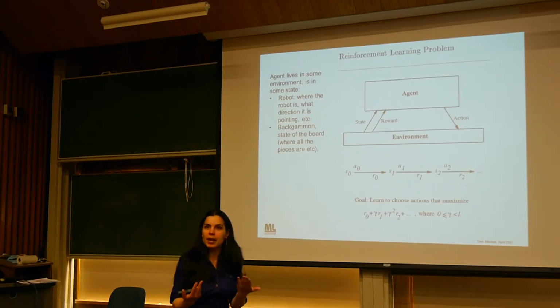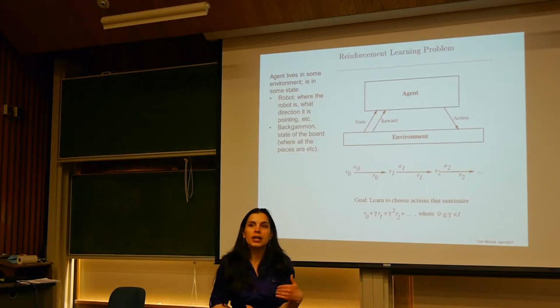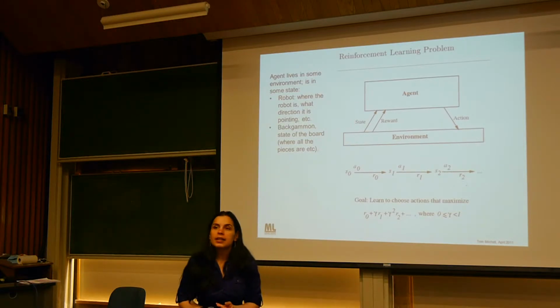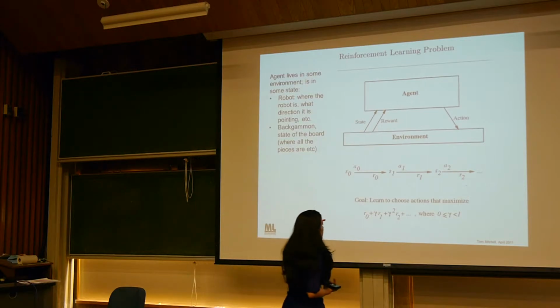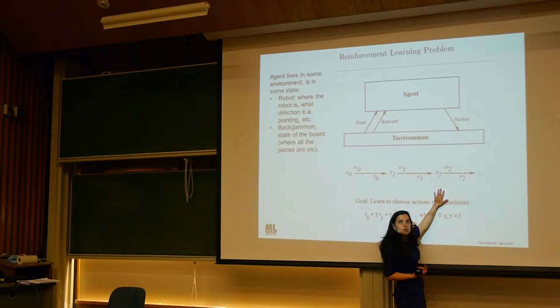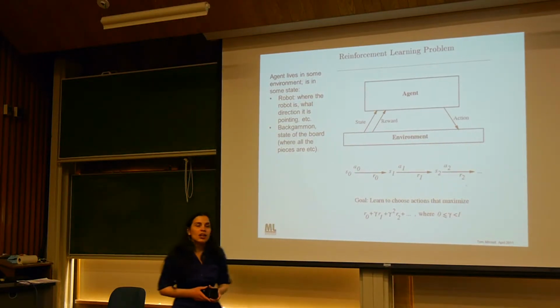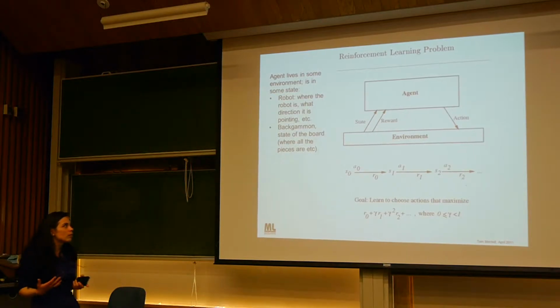potentially in a probabilistic manner. Because when it takes an action, the next state could be a probabilistic function of the current state and the current action. So again, our robot is in state S1, did an action A1, got reward R1, entered another state S2, and so on. So the agent operates within the world. Okay, so that's the setup.